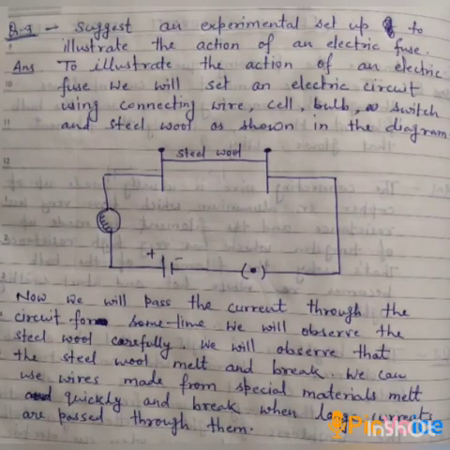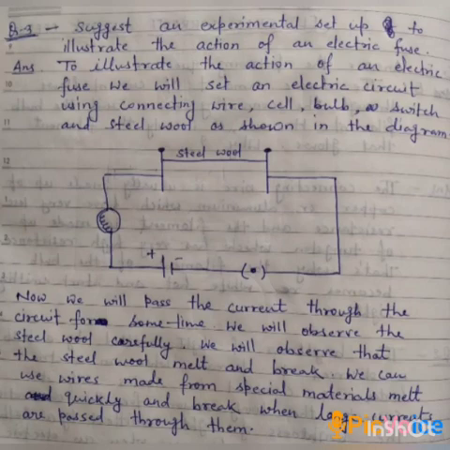Now question number 3. Suggest an experimental setup to illustrate the action of an electric fuse. To illustrate the action of an electric fuse, we will set up an electric circuit using connecting wire, cell, bulb, switch and steel wool as shown in the diagram. Now we will pass the current through the circuit for some time. We will observe the steel wool carefully. We will observe that the steel wool will melt and break.